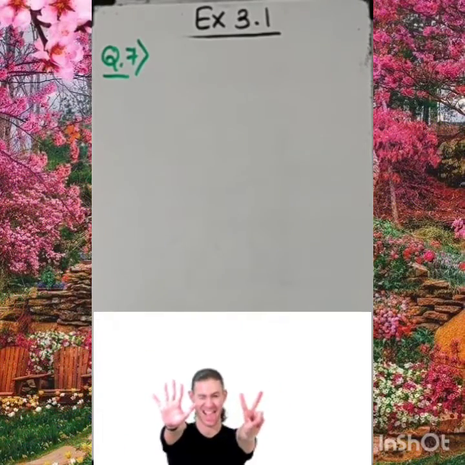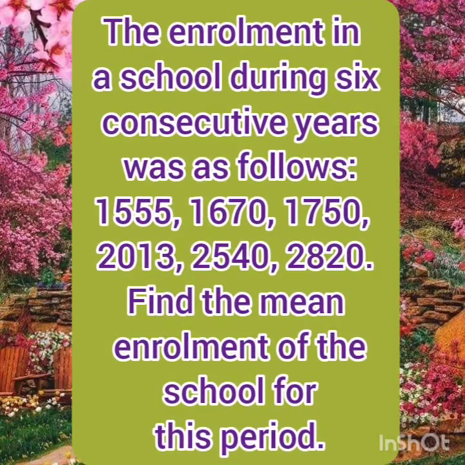So my dear student, exercise 3.1, question number 7 says: the enrollment in a school during 6 consecutive years was as follows: 1,555, 1,670, 1,750, 2,013, 2,540, 2,820. Find the mean enrollment of the school for this period. Okay, so let's see the solution.